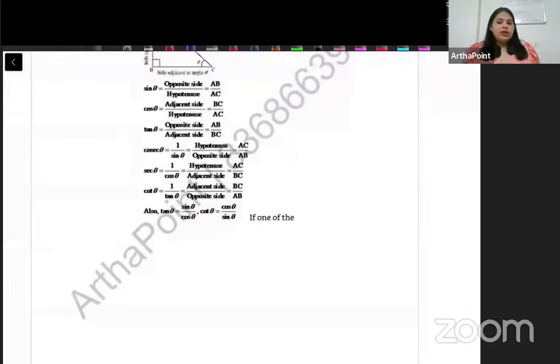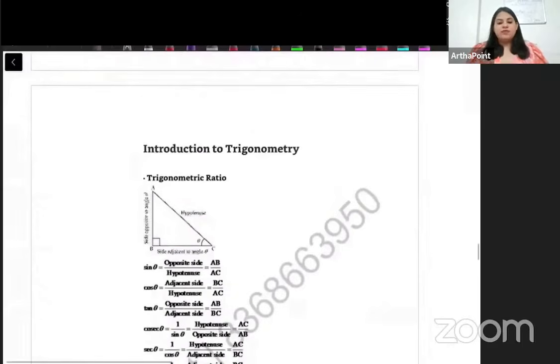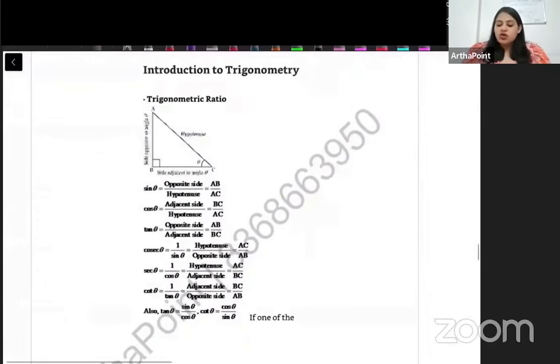Hello, good evening, everyone. Now let us go ahead and begin with the next topic, which is trigonometry. In trigonometry, let us talk about the basic ratios first. We know that sine theta is perpendicular by hypotenuse. So it's written as opposite side by hypotenuse. If this is theta, then opposite side by hypotenuse is sine theta. So it is given by AB by AC. That is what sine theta is.